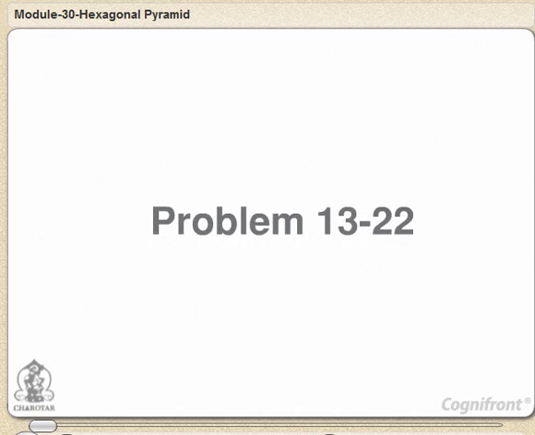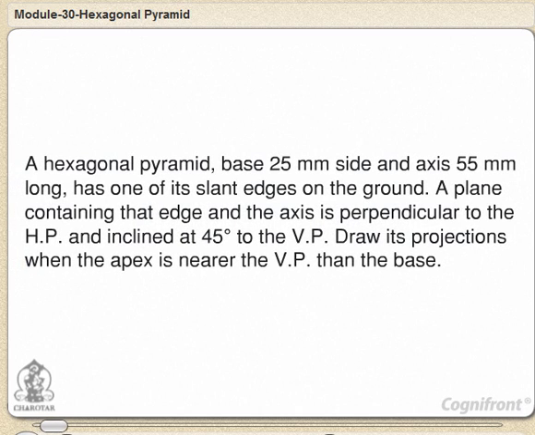Projections of solids, problem 13.22. A hexagonal pyramid, base 25 mm, side and axis 55 mm long, has one of its slant edges on the ground. A plane containing that edge and the axis is perpendicular to the HP and inclined at 45 degrees to the VP. Draw its projections when the apex is nearer the VP than the base.